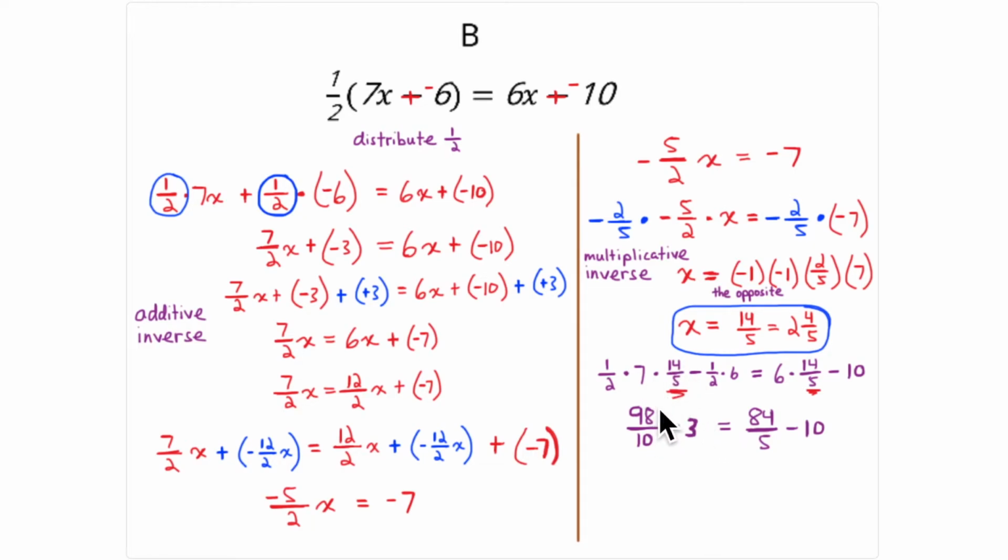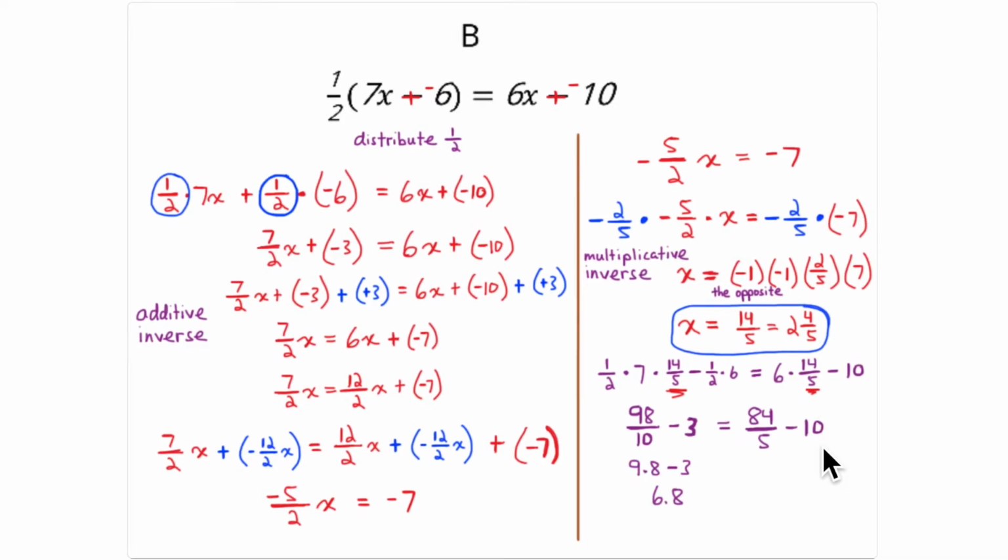7 times 14 is 98, and that's 98 tenths. 2 times 5 is 10, so that's 98 tenths. So on this side, we have 98 tenths minus 3. On this side, we have 84. 6 times 14 is 84/5 minus 10. Well, how can we deal with this side? We want to subtract 10 from 84/5. One way to deal with that is to make this term into fifths by multiplying by 5 over 5.